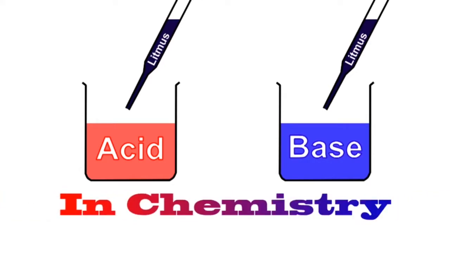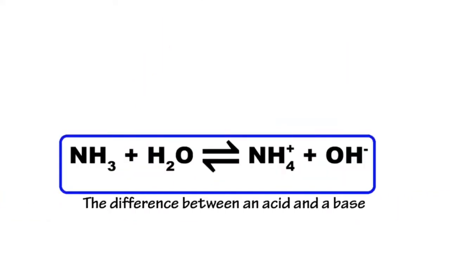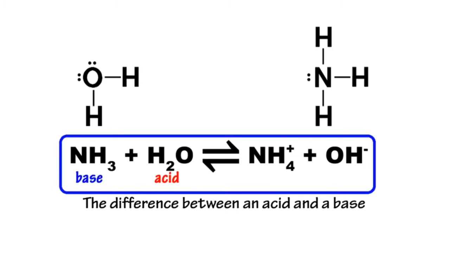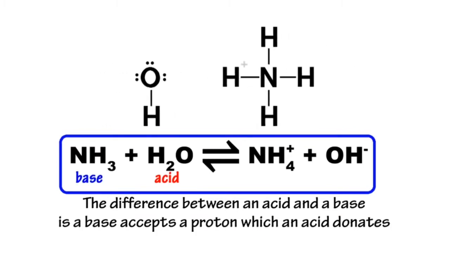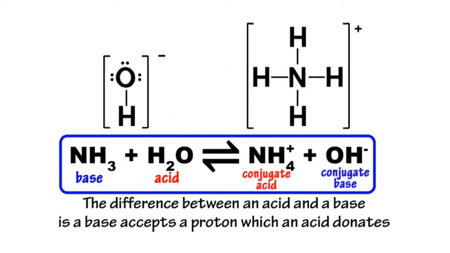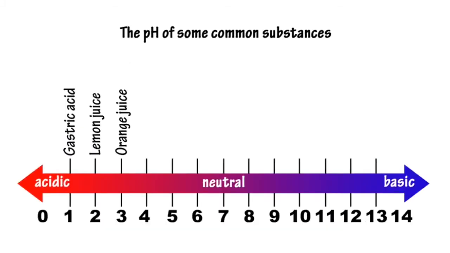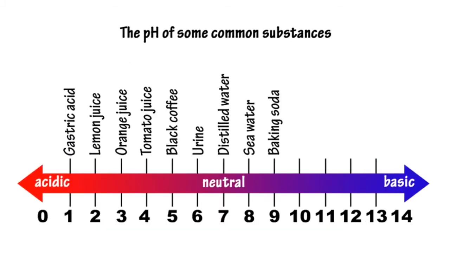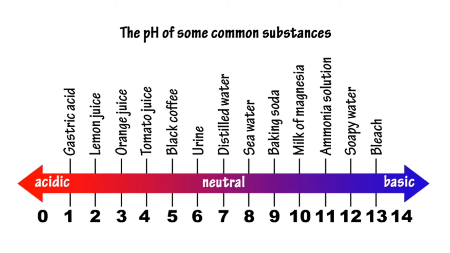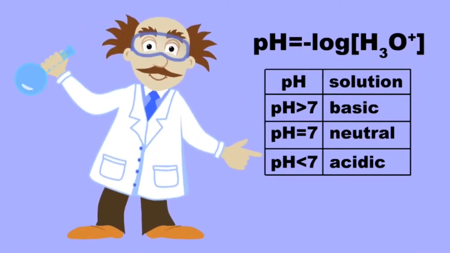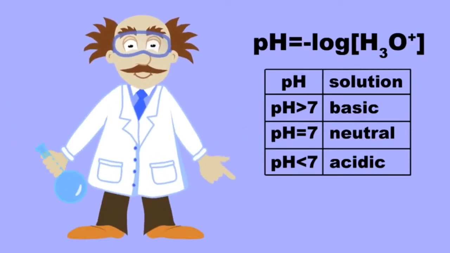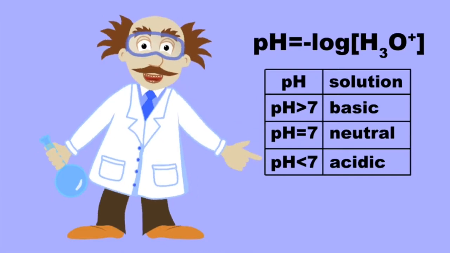In chemistry, the difference between an acid and a base is that a base accepts a proton which an acid donates. The pH scale lets you see the level of acidity. Above pH 7 is where bases go. pH 7 is neutral with acids below.